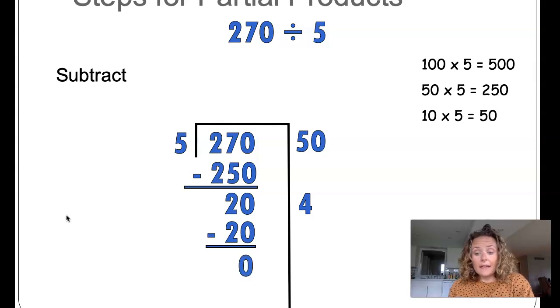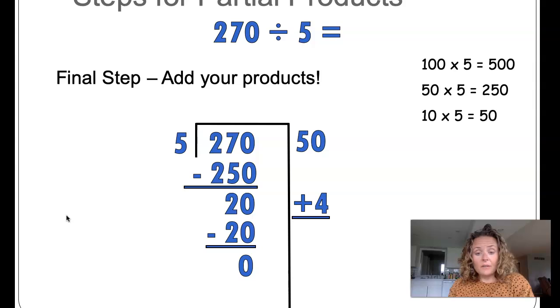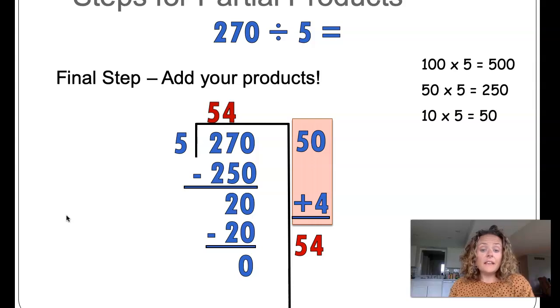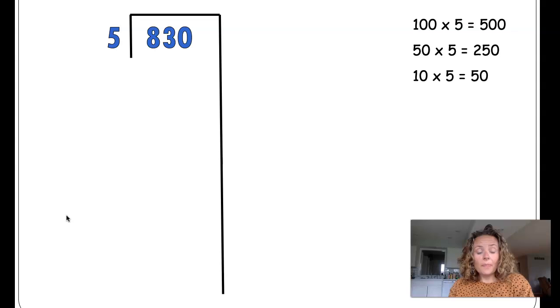So now we can add up the number of cookies we gave each family. 50 plus 4 is 54. Hey, guess what? We just found our quotient, 54. And we can check our work by multiplying 54 times 5. So 50 times 5 is 250, plus 4 times 5 is 20. So we are correct. 54 times 5 is 270. Nice work. Let's try some more.